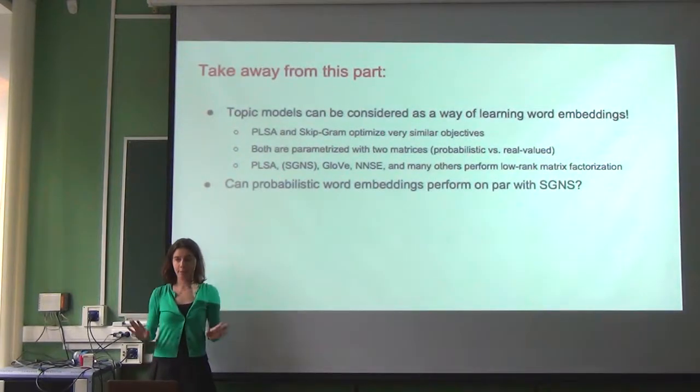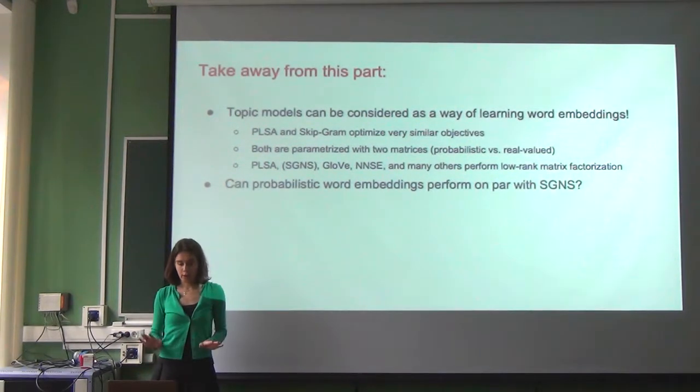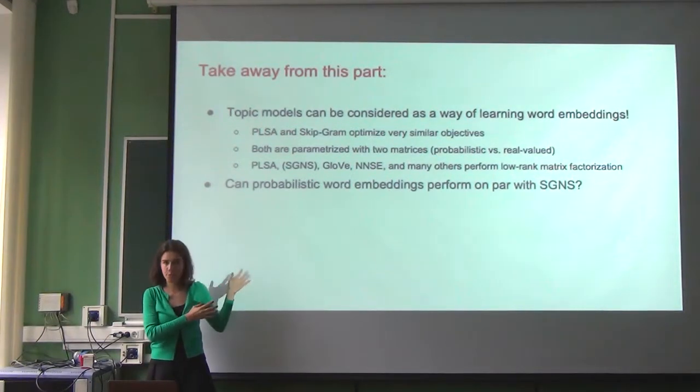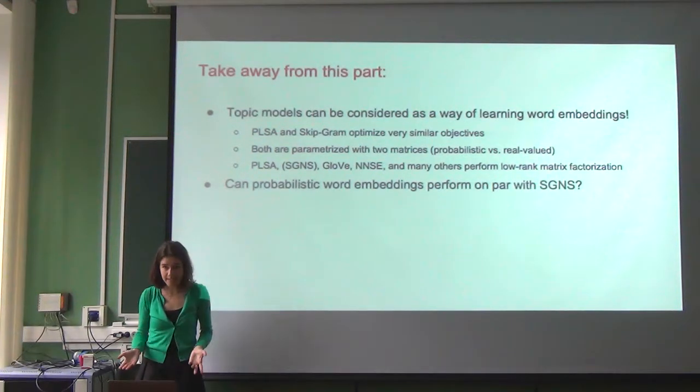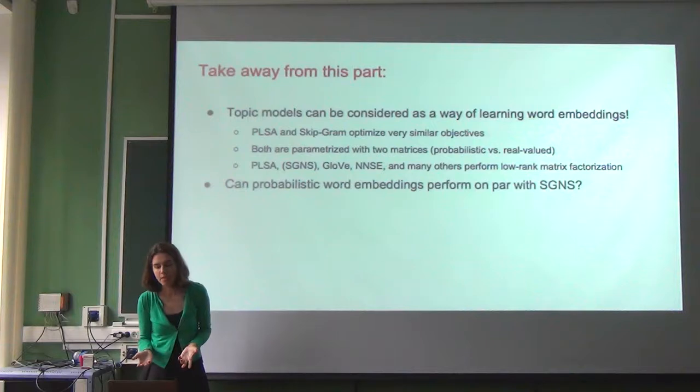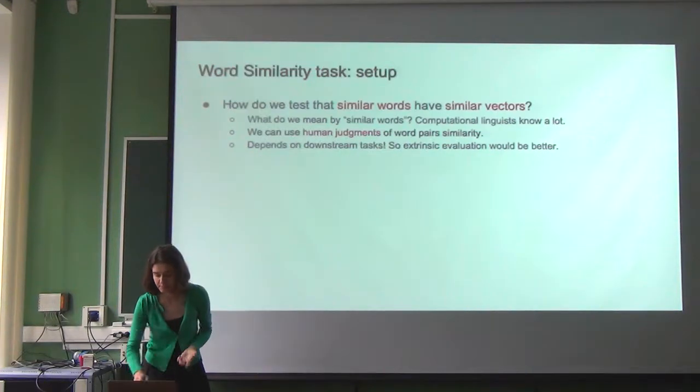So, the takeaway from this part: we have discussed that topic models and word embeddings are rather similar things, and we can try to build some hybrid models, and we could understand it from the theoretical side. Now, is it useful? Does it really perform okay in practice? Let's see and let's test that. So, how can we test that?